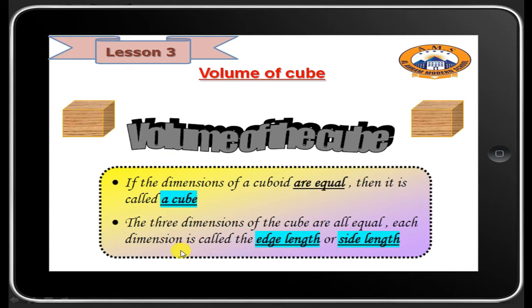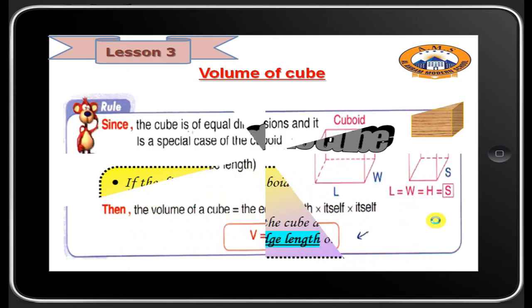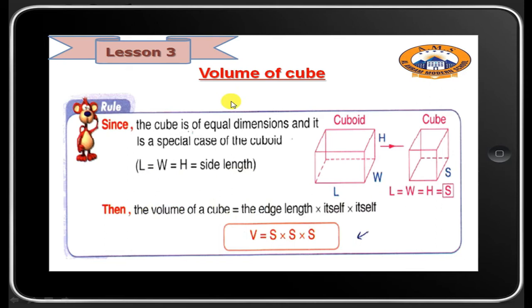And we're going to call the dimension the edge length, or the side length of the cube. So to calculate the volume of the cube, all you have to do is to multiply the side length times itself. So again, the volume of the cube equals side times side times side, because the sides are equal and the edges are equal in length, so we're going to multiply them by itself.